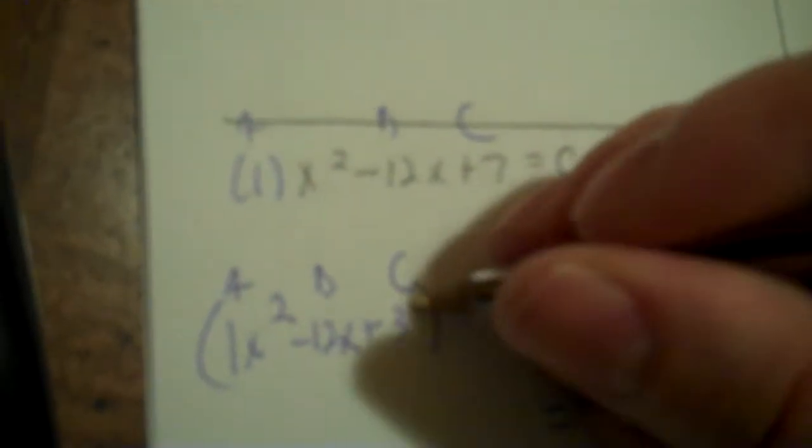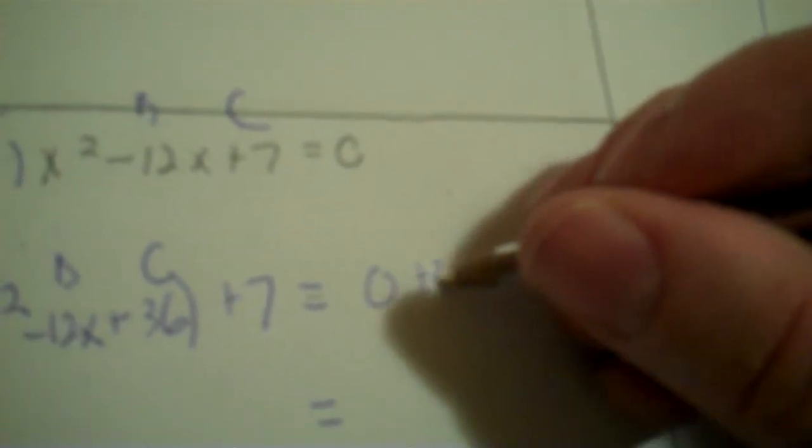Because negative 6 is second. This is always positive right here. When you take anything to the second, it ends up as positive. So you're going to bring in 36, but then you have to add 36 over there. So I have 36 plus 7.